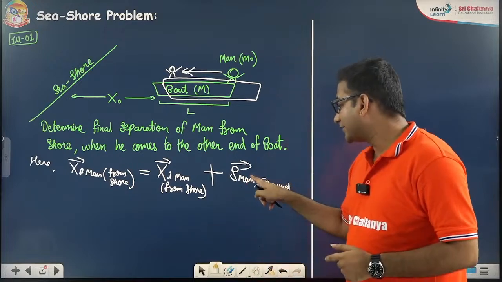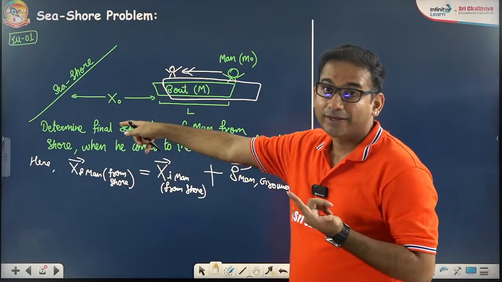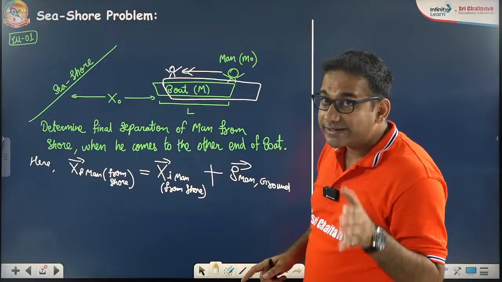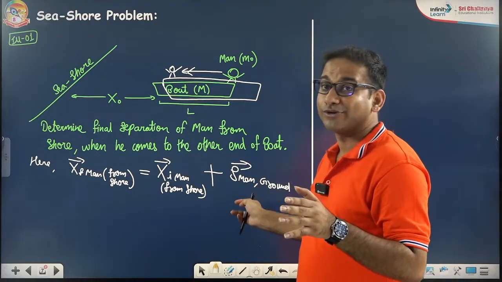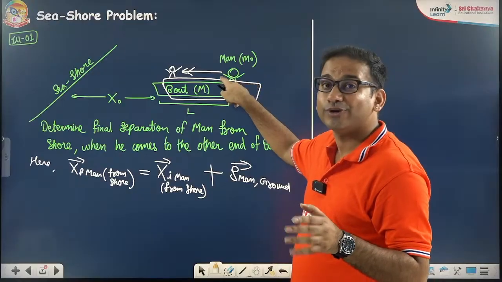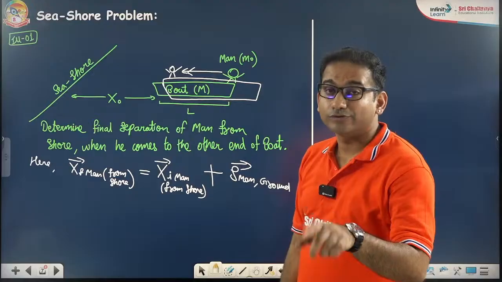And why have you taken it with respect to ground, sir? Because the seashore is on the ground. The twist in the story is what I explained earlier: you have to consider the displacement with respect to ground. But the displacement you know is over the boat. The man has traveled an L distance over the boat.